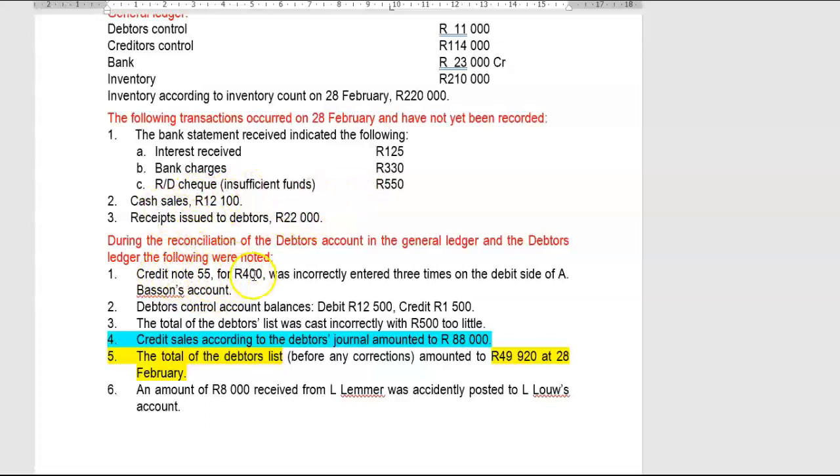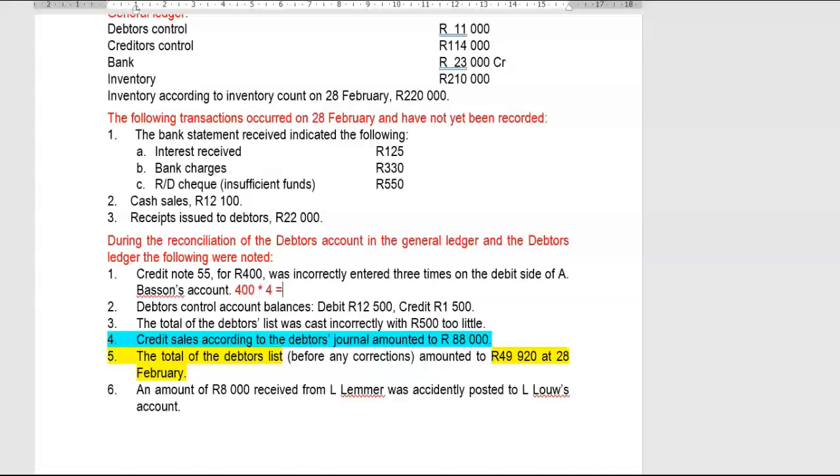Credit note 55 for 400 rand was incorrectly entered 3 times on the debit side of A. Basson's account. So the debtors control account was right. But instead of entering this credit note on the credit side of Basson's account, because it's a credit note, they incorrectly entered it 3 times on the debit side of his account. So how are we going to rectify that? That means we have to credit it 4 times on the credit side of his account. So his individual account is going to reduce by 1,600 rand, 400 times 4.